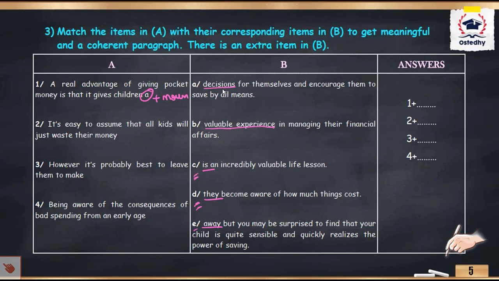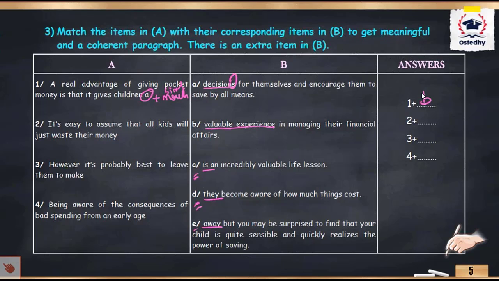So a real advantage of giving pocket money is that it gives children a decisions. Do we say a decisions? No. It's impossible because after a, I have to have a singular noun. So it's not going to be A. It must be B. Thank you so much, Rodaina. The next one, 2.